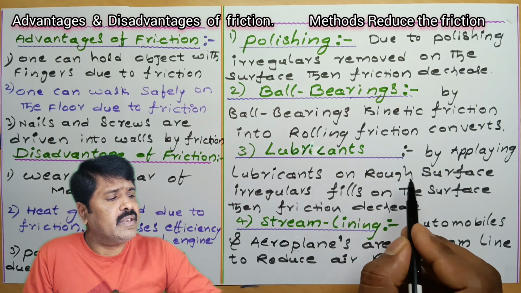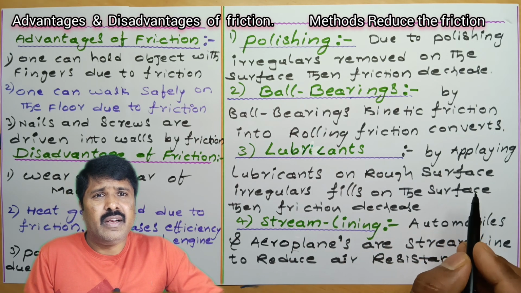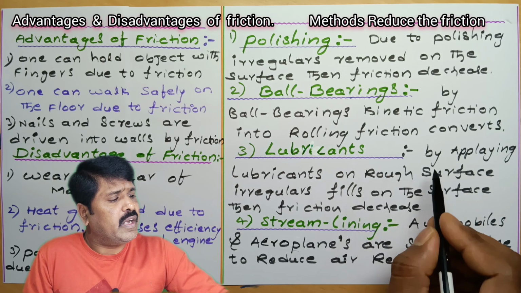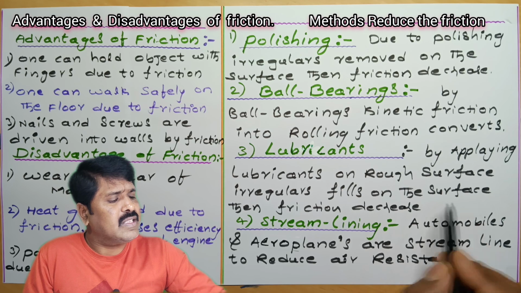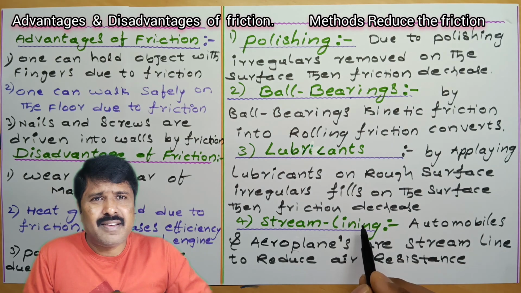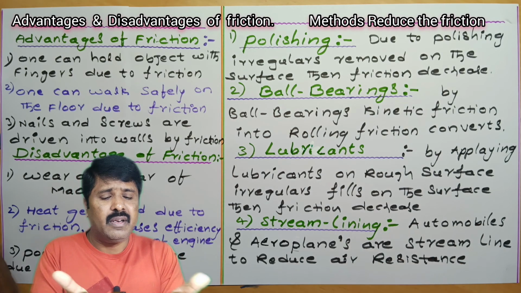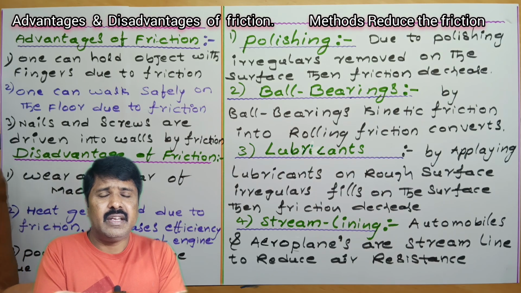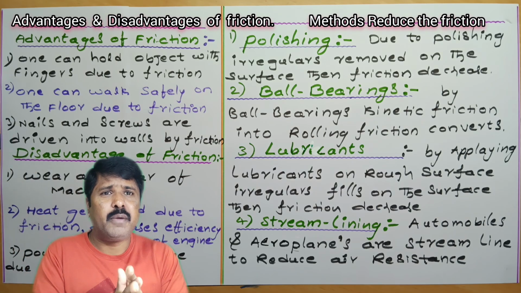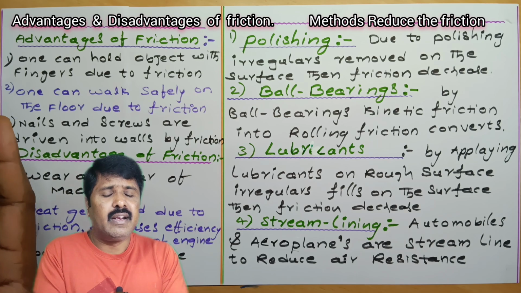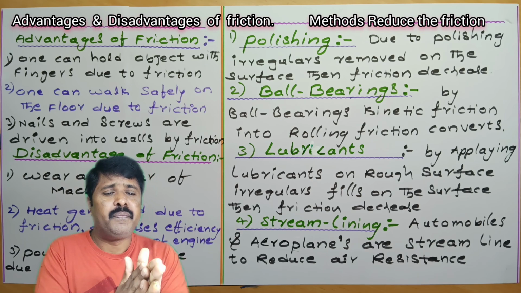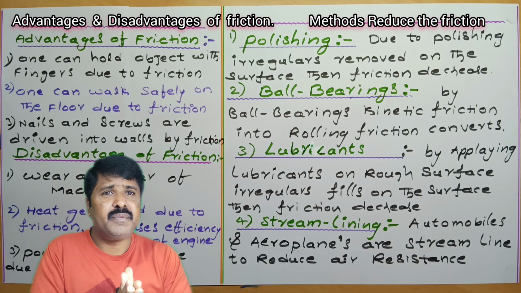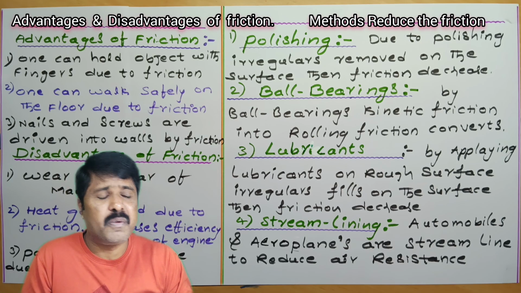Next, lubricants. Generally we use oil and grease as lubricants. By applying lubricants on a rough surface, the irregularities are filled, then the frictional force decreases. The best example: take oil, apply it on the hands and move them. What will happen? The surface becomes very smooth. The reason is that the irregularities are already filled by the oil. Without oil the hands are rough, and with oil they are very smooth. The reason is the irregularities are filled by the oil.